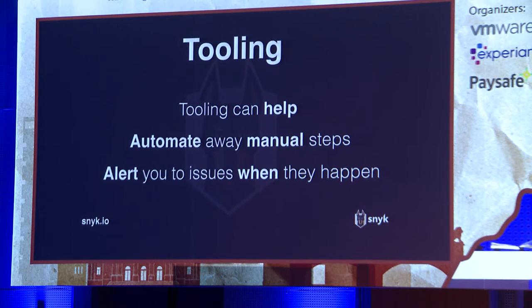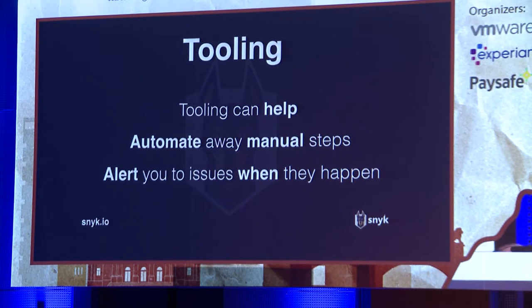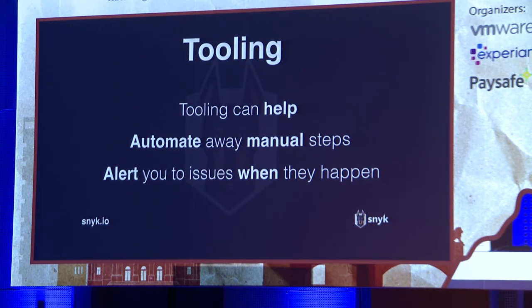So the only part that tooling really helps is to automate manual steps. Okay, it's not going to help you in much other ways than that. Automating manual steps. The manual steps are looking through the databases to try and find vulnerabilities, being alerted when vulnerabilities exist, perhaps having builds fail when new vulnerabilities come up, alerting you to issues when they happen, whether in your build or in your production, and also remediating, like I showed you, with the automatic fix into your GitHub repositories.